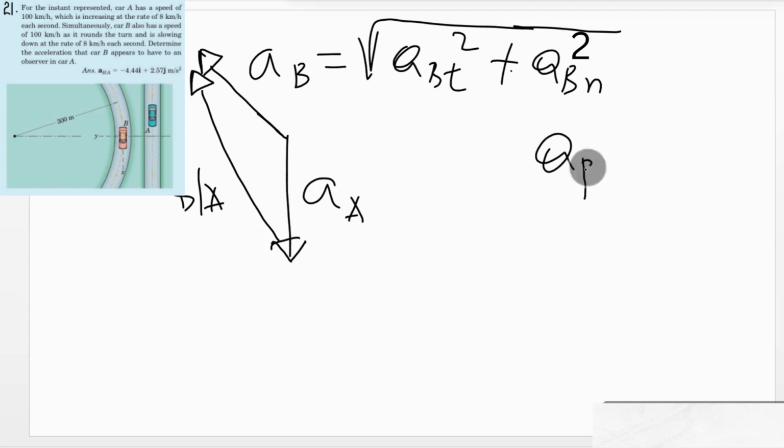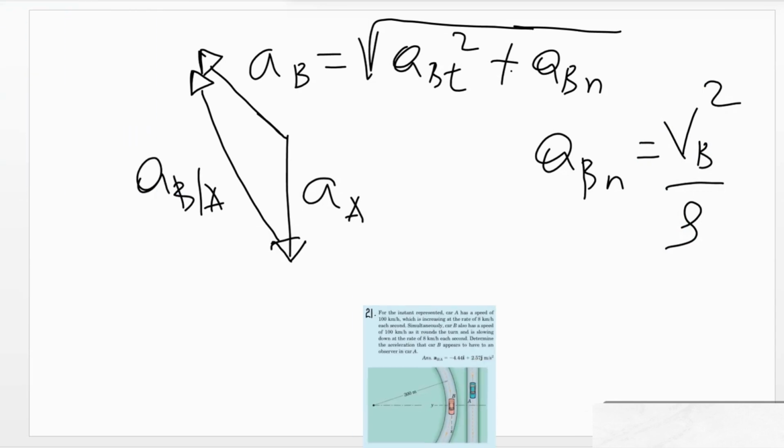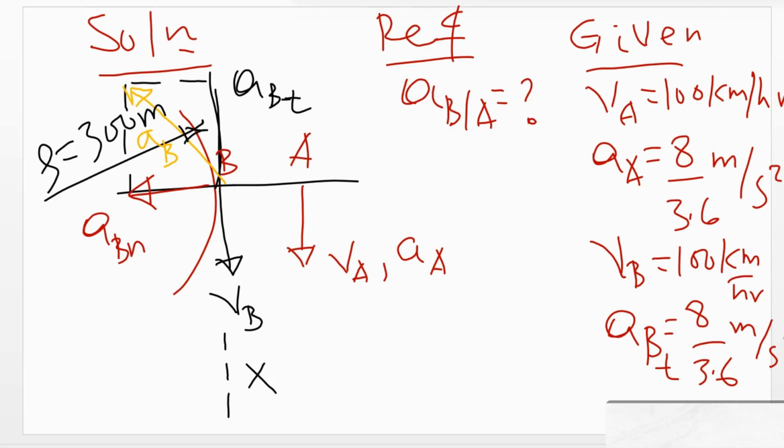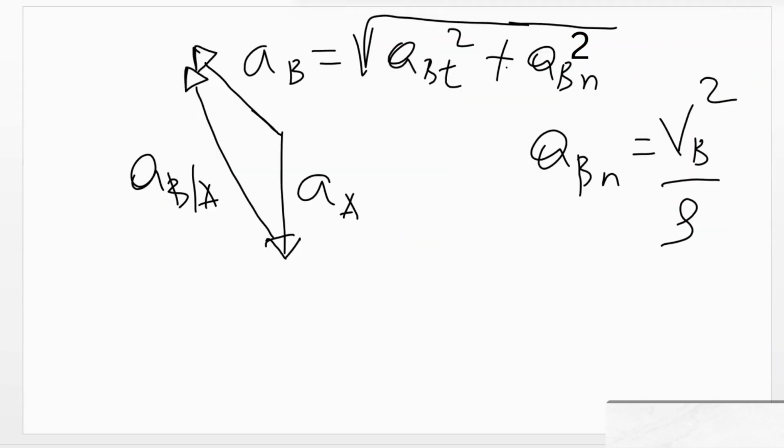Acceleration of B normal equals v squared over rho. From the centripetal acceleration calculation, the acceleration towards the center is given by the curvature. The curvature is given: at this point, the radius of curvature rho equals 300 meters. From this we get the normal acceleration.